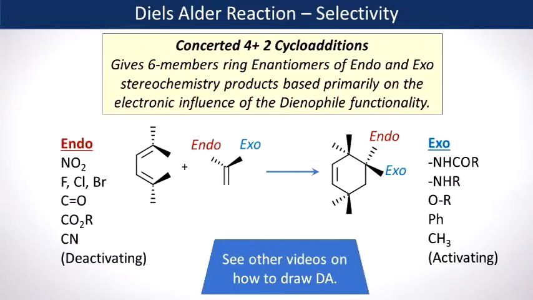The selectivity of endo and exo is influenced by the functionality on the dienophile. Endo groups are shown on the left. They are called electron deactivating groups. On the right we have exo, where we have electron activating groups.